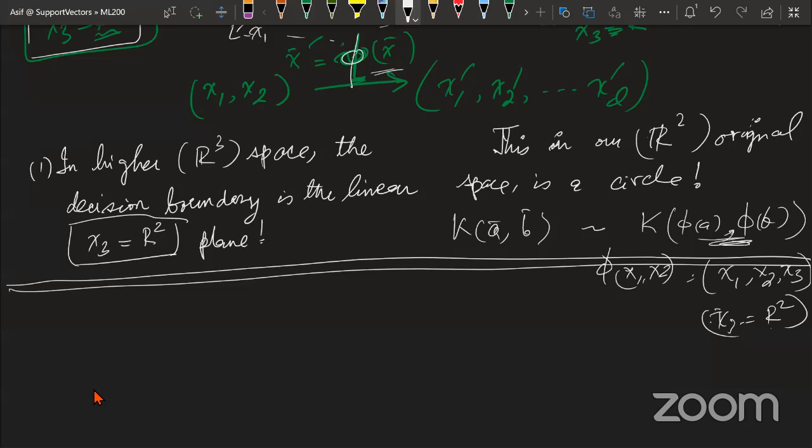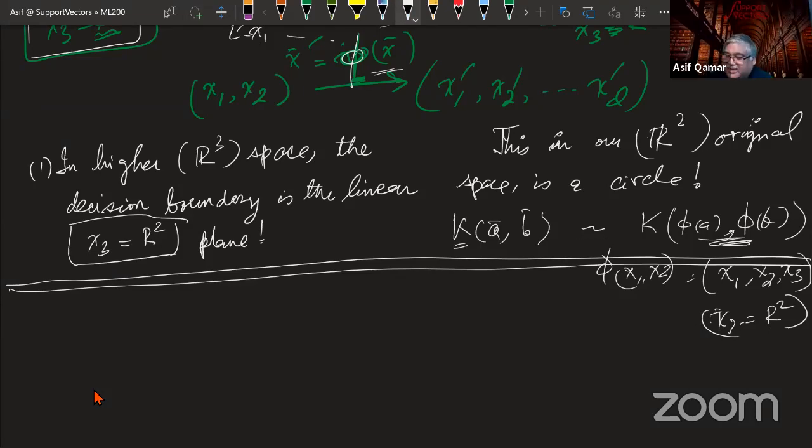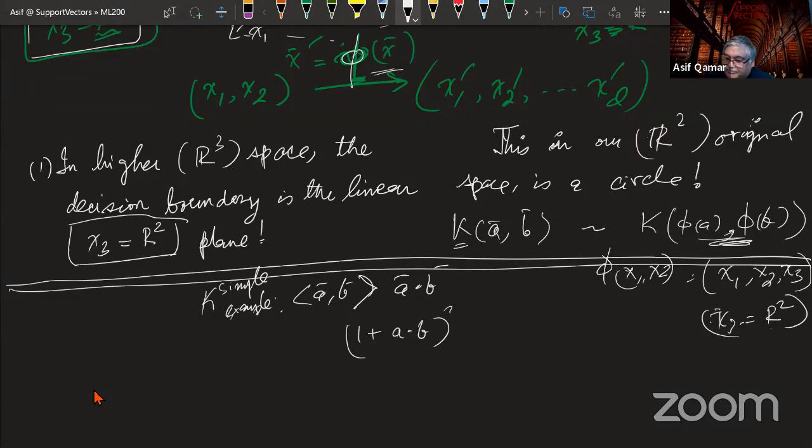Thanks, Asif. I'm getting the hang of it. And K is just the dot product. In the simplest form, think of K as just a dot product, A dot B. That is the simplest kernel you can have. In a simple example, K could just be a dot product, but actually it could be any function of the dot product. Are we together? So, for example, in the polynomial kernel, it could be A dot B to the power of some polynomial power.